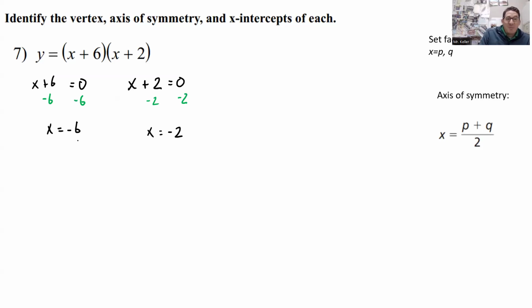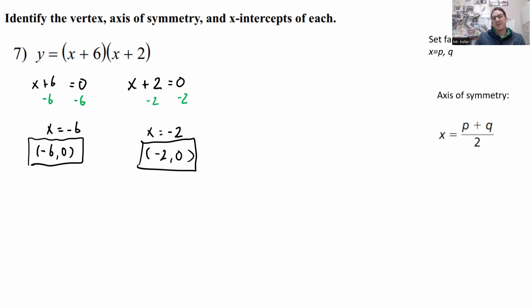So these are my P and Q. It doesn't matter which one you call which. So from this, the x-intercept on this one would be -6, 0. The x-intercept on this one would be -2, 0. On the intercepts, the y-coordinate's always going to be 0. So these are the two x-intercepts.